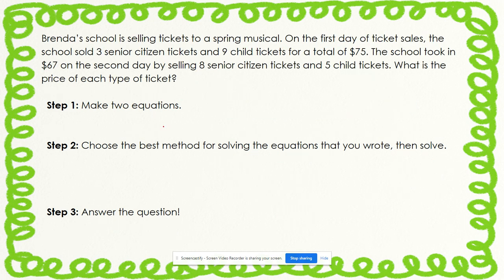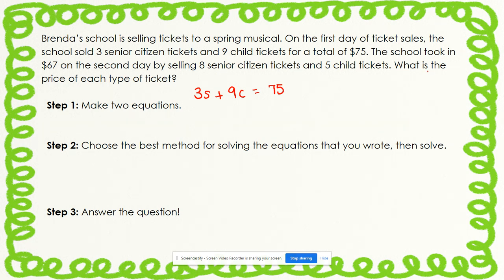All right, for this one, it says Brenda's school is selling tickets to a spring musical. On the first day of ticket sales, the school sold 3 senior citizen tickets and 9 child tickets for a total of $75. If I stop right there, I know that it's 3 times whatever the senior citizen ticket costs, plus 9 times whatever the child tickets cost, and it gives me $75.